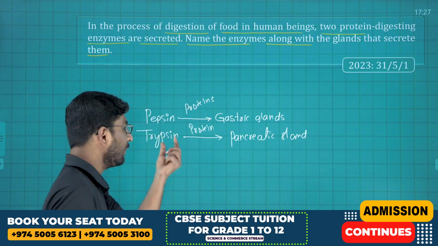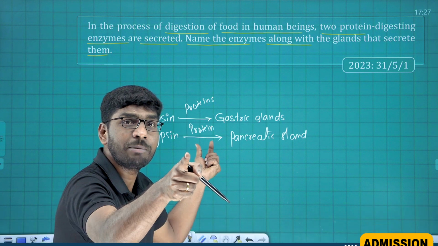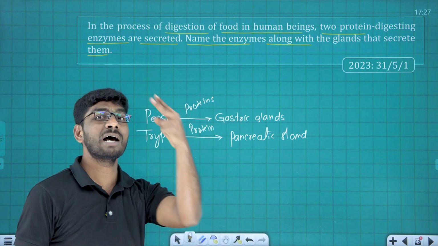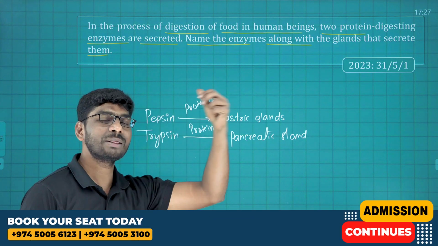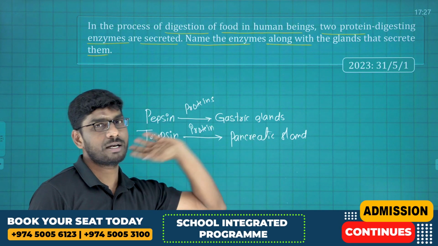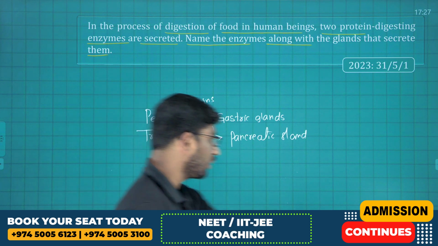Under which medium? Trypsin is activated under alkaline medium. Pepsin is activated under acidic medium. Both are protein digesting enzymes, and the secreting glands are gastric glands in the stomach for pepsin and the pancreatic gland in pancreatic juice for trypsin. Am I clear? Shall we move on to the next question?